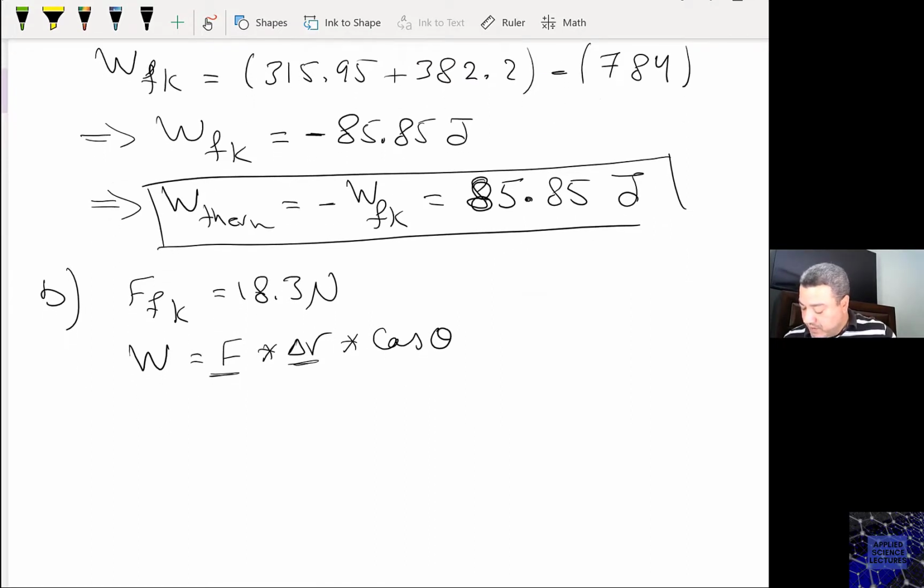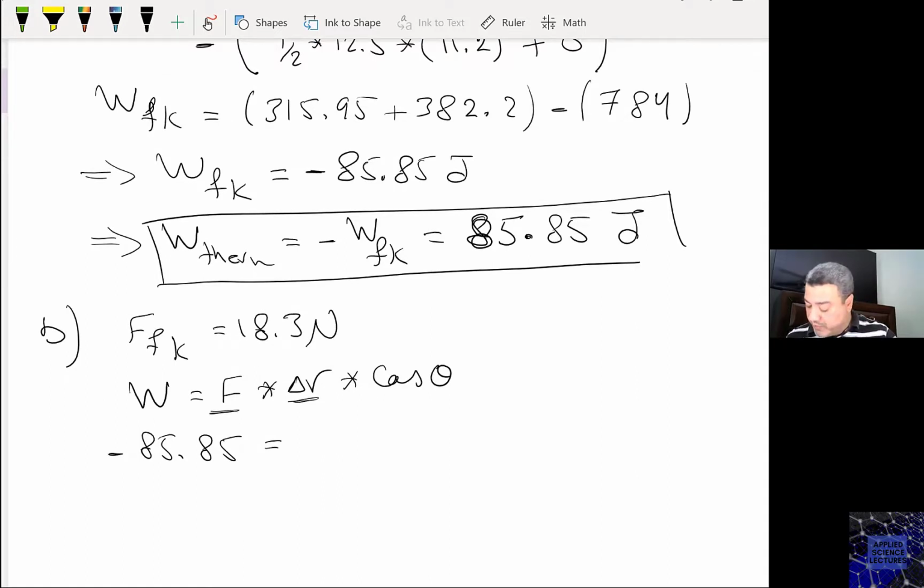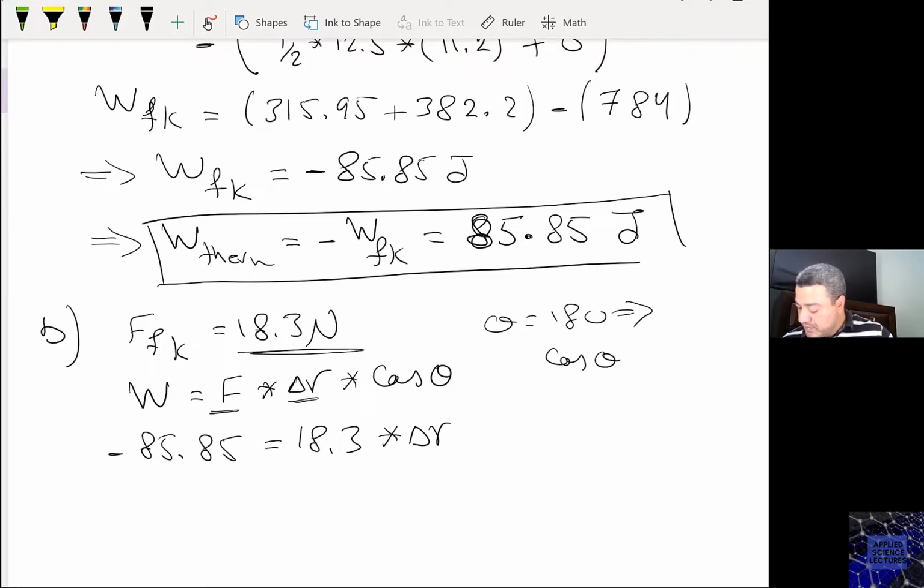Now, if you know that W_Ffk is minus 85.85, and you know the friction force is 18.3, we need delta R, and we know that theta in this case is 180 degrees, and cosine of that is minus 1.